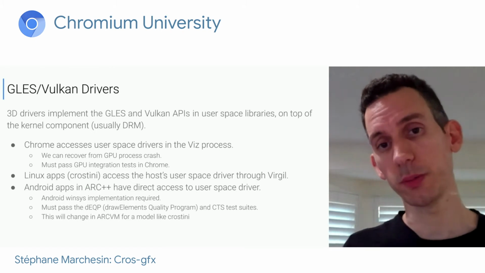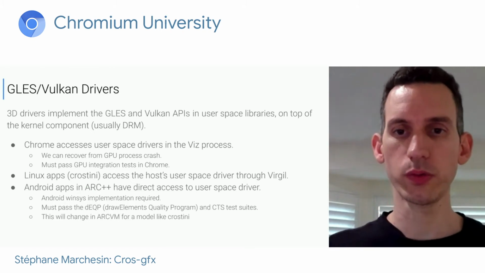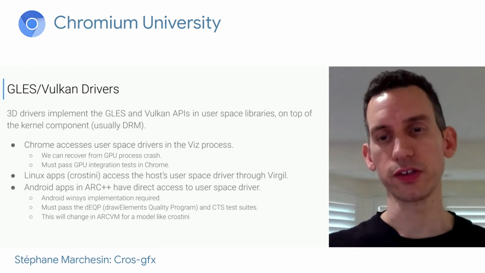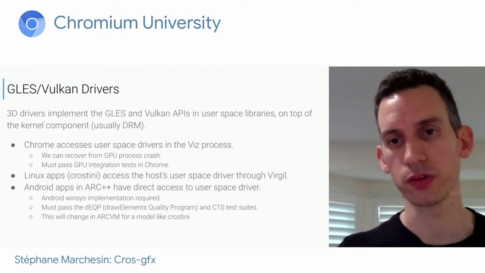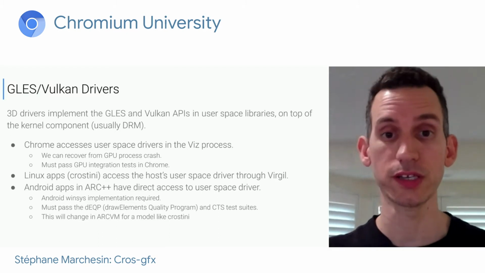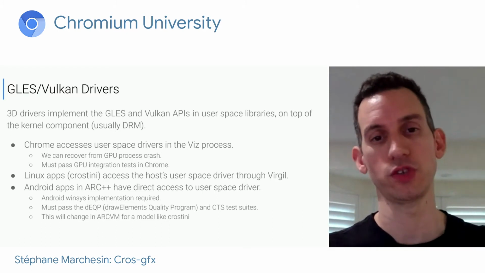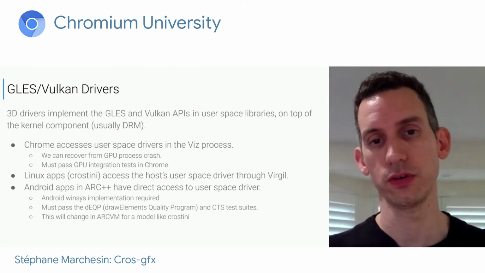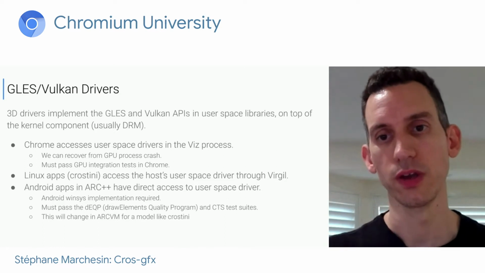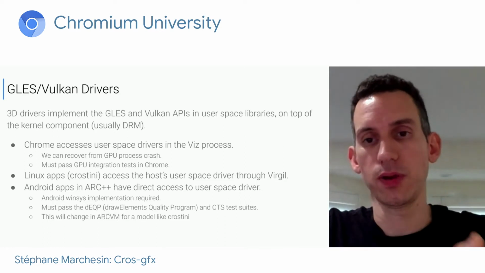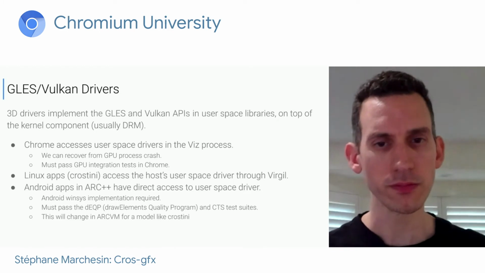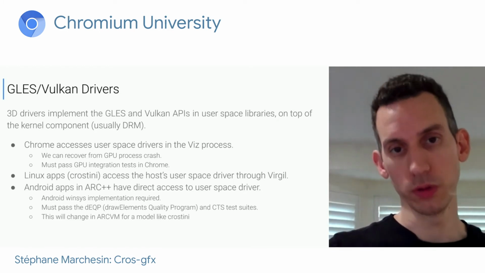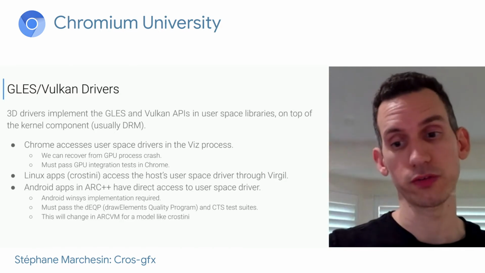In the case of Android applications, we currently run in a container, right? So we have direct access to the hardware. What does this mean? This means that each Android application has direct access to GLES and Vulkan at the driver level, and it also means we need two instances of the Vulkan and GLES libraries, right? One is for the Chrome OS system, and one is for the Android system. This will change once ARC++ migrates into a virtual machine, and we'll move to a model more like the previous bullet point for Crostini.